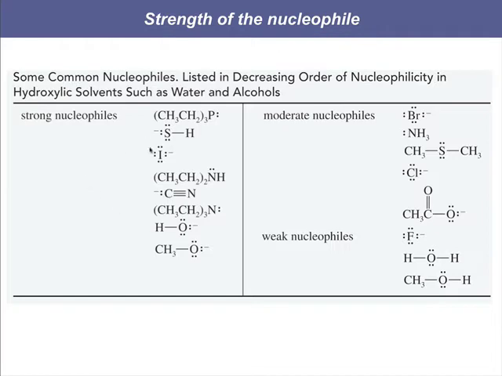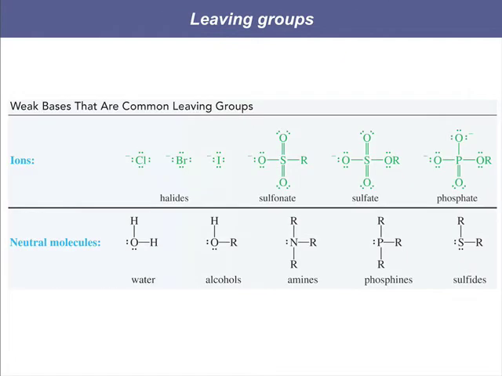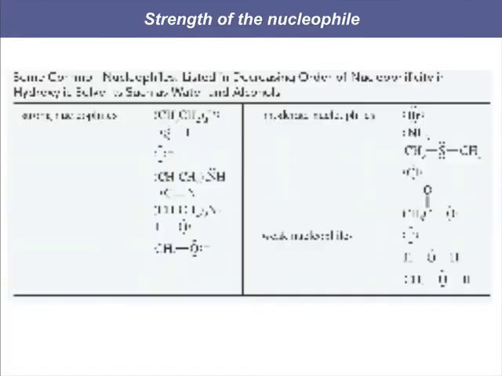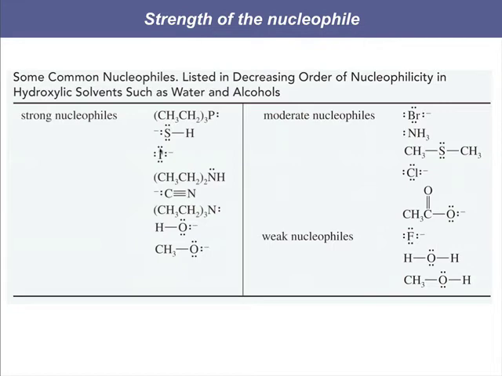There's something interesting here. Did you notice it? Iodide. If we go back and look at our slide that mentioned leaving groups, here's iodide. Weak bases are good leaving groups. Iodide is a weak base. So if iodide is a good leaving group, how could it also be a good nucleophile? Those are opposite things, remember.